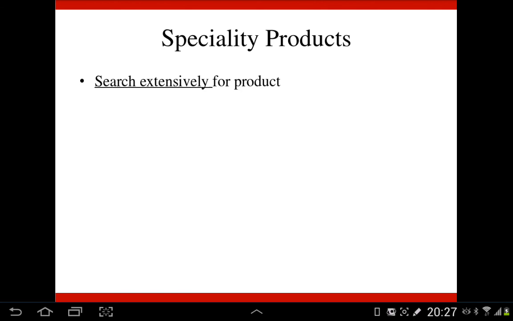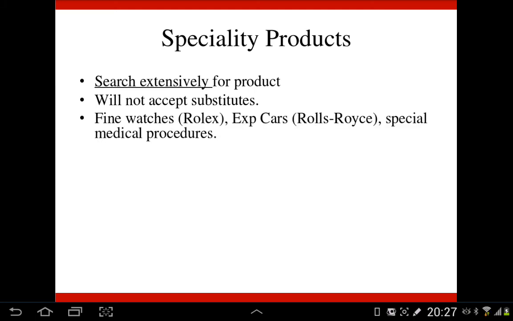Okay, so these are things that people search extensively for. They don't just buy the first thing they see, they look for the one thing that they are looking for. And they won't accept any substitutes. They want that watch, or they want that car, or they want that plastic surgeon to work on them. Right, so they're very, very loyal consumers. They won't buy anything else.